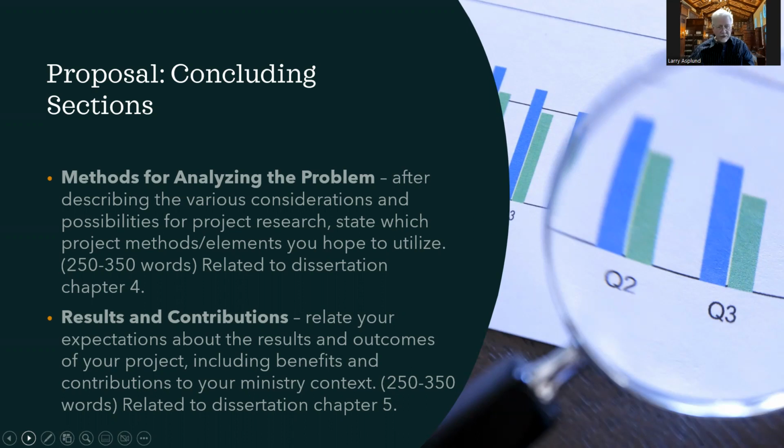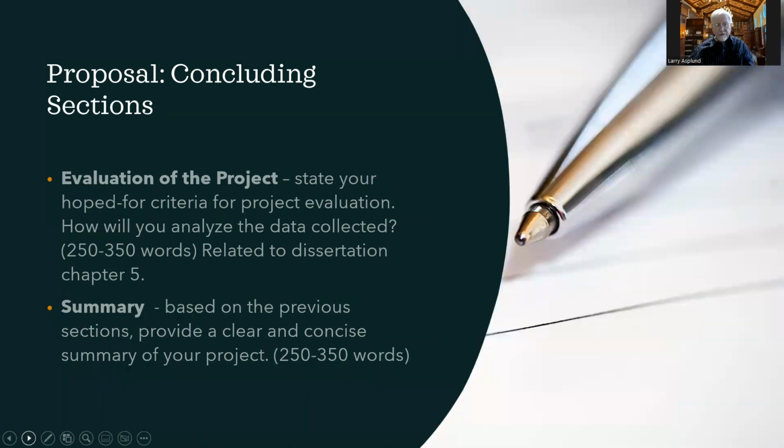Notice when we were discussing this in Collaborate 4, I mentioned that Methods for Analyzing the Problem will ultimately expand out to Chapter 4 in your dissertation. Results and Contributions will expand to Chapter 5. And then you have, in addition to that, a very short section on the evaluation of your project, what you hope your criteria for evaluating will be, and what you hope the outcomes will be. Very short, a couple of paragraphs. Also obviously related to Chapter 5 of your dissertation.